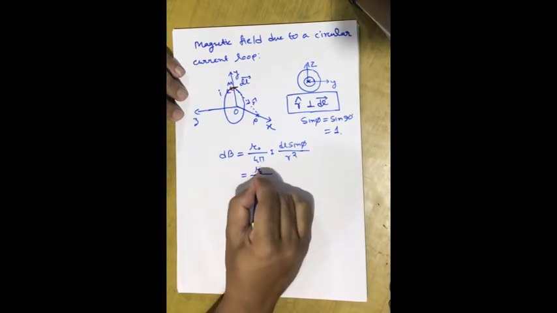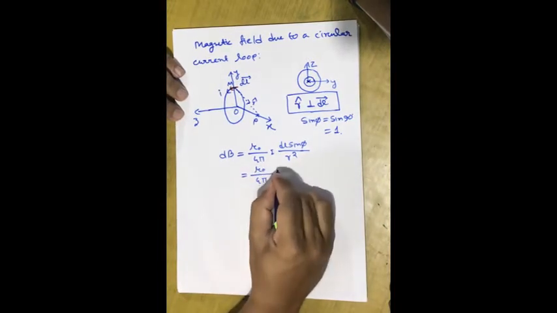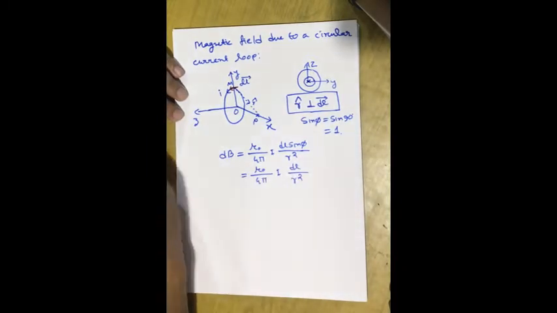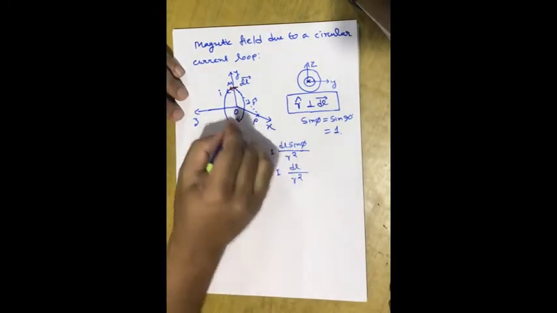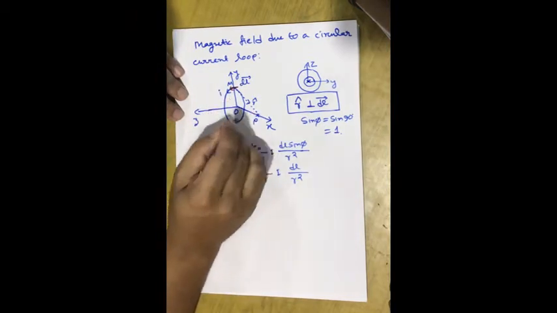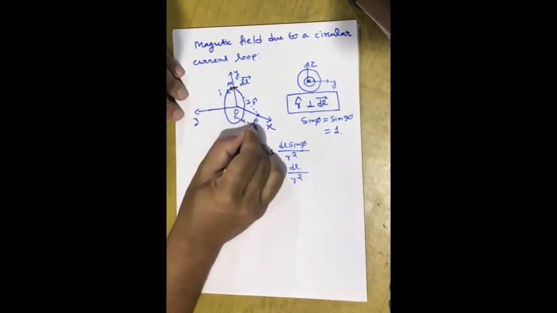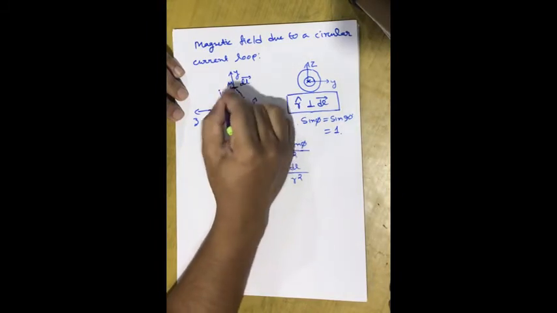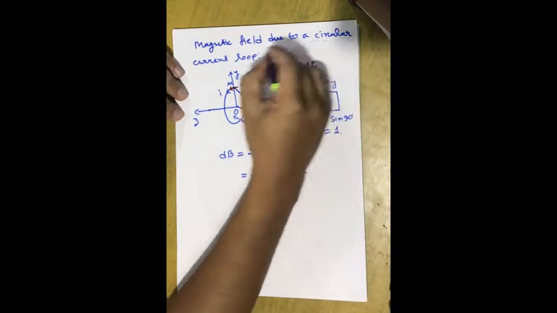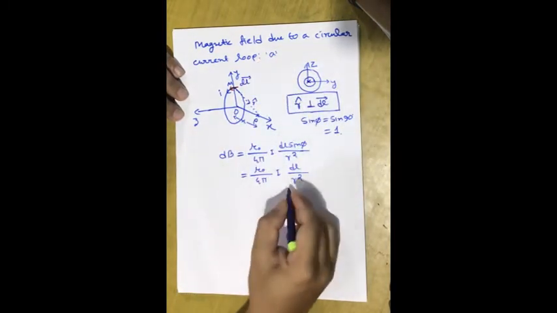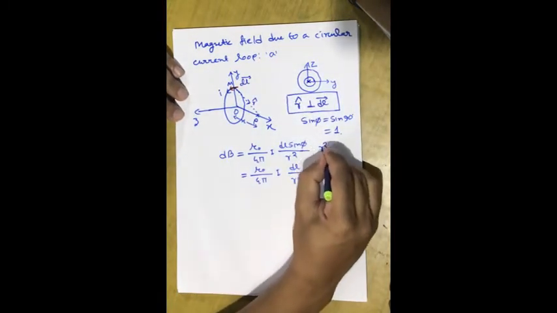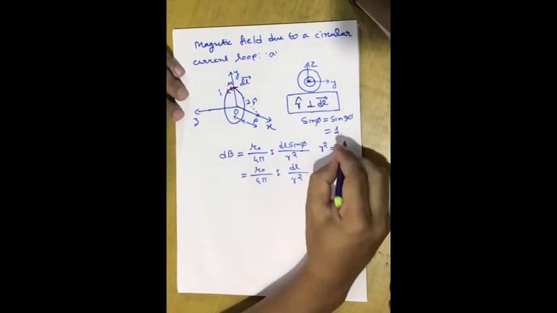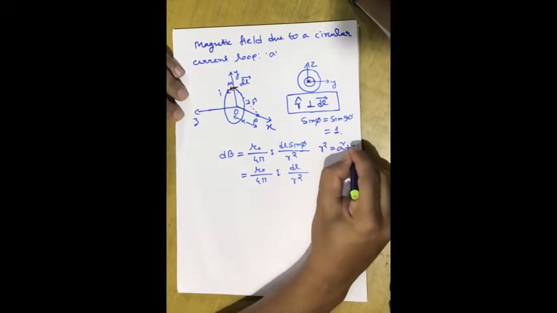Therefore the value is mu naught divided by 4 pi, I dl divided by r square. Say OP, the distance from O to the point P, is x. And OM is the radius of the loop, isn't it? If the radius of the loop is A, then r square will be equal to how much? I already told you OPM is a right angle triangle, so r square will be equal to A square plus x square.